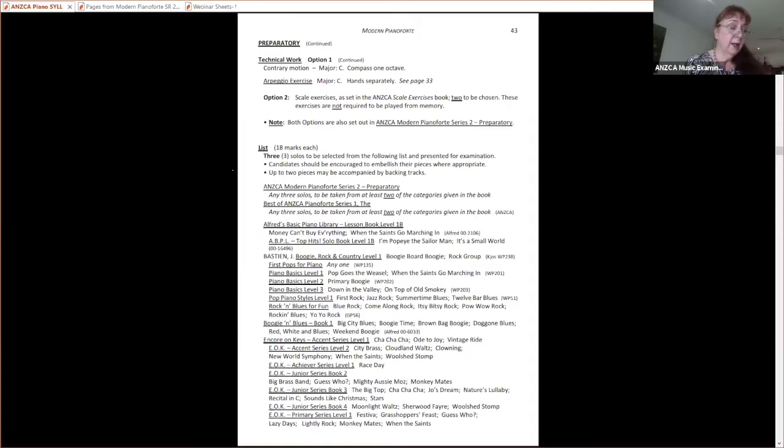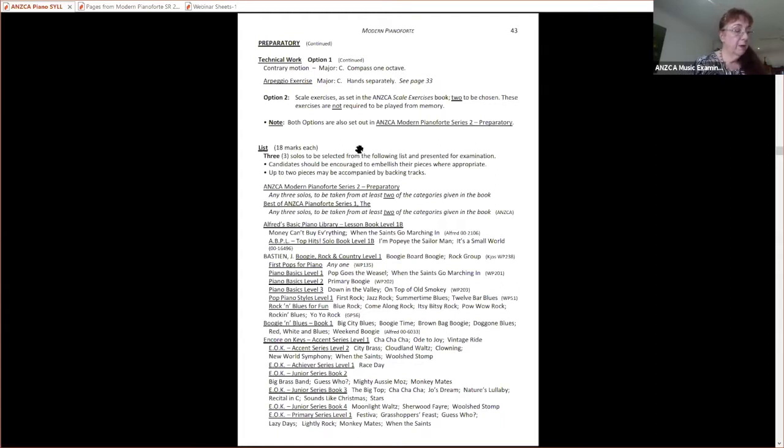And so then it says ANZCA Modern Pianoforte Series 2 Preparatory, any 3 solos to be taken from at least 2 of the categories in the book. Now, it doesn't mean you have to stick to the book. You might take 1 or 2 pieces out of there and come across to the manual list. It's up to you. You can just duck and weave in and out. You're not stuck with the book and you're not stuck with the manual list. It's a huge, wide variety of pieces that students can do.